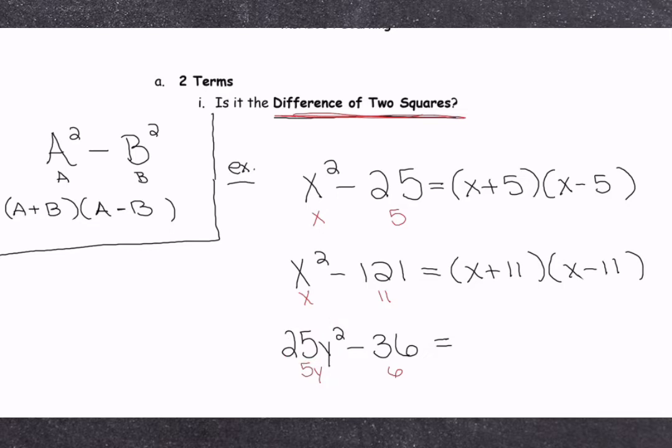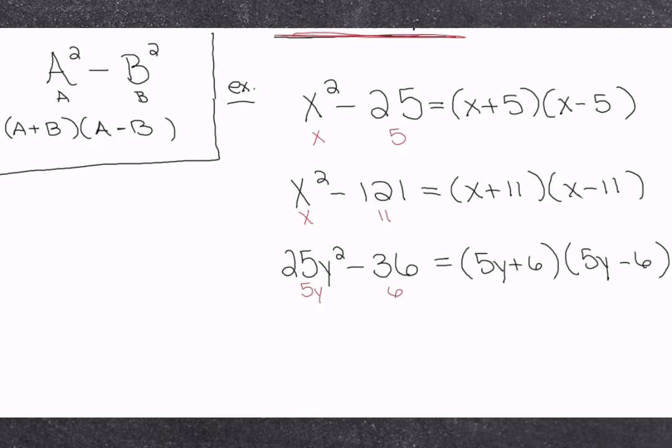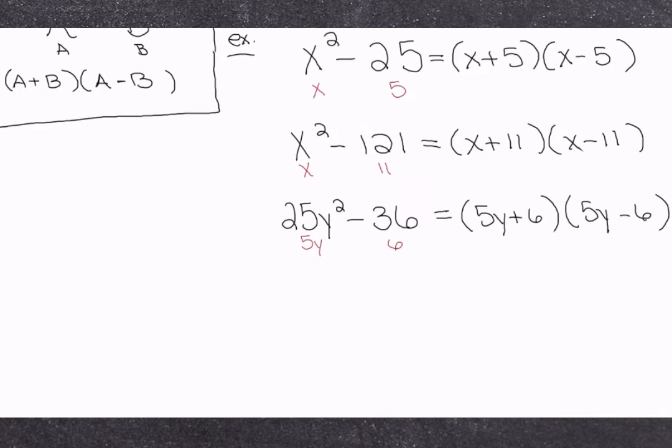Now, those 2 square roots, I'm going to write it once with a plus sign, and I'm going to write it once with a subtraction sign. And then that is completely factored. Not too bad, not too bad.